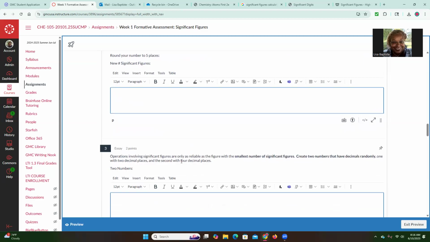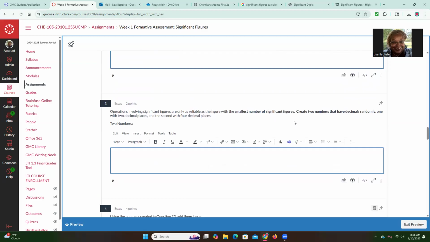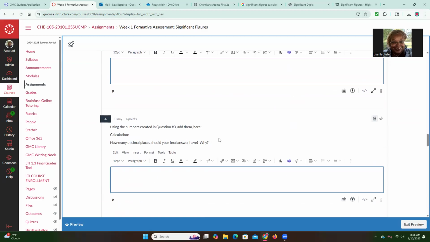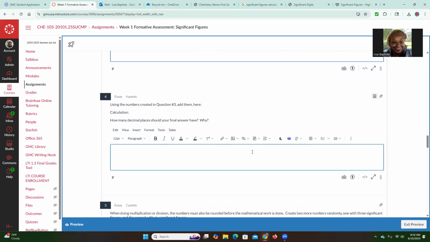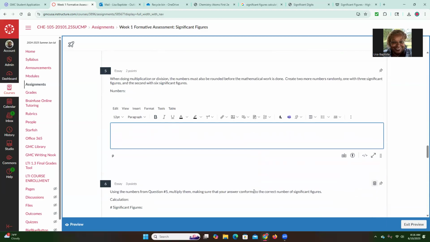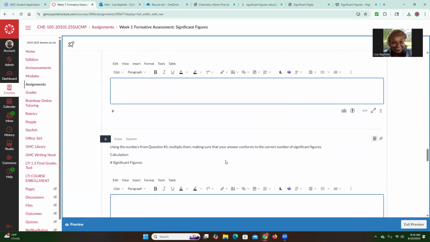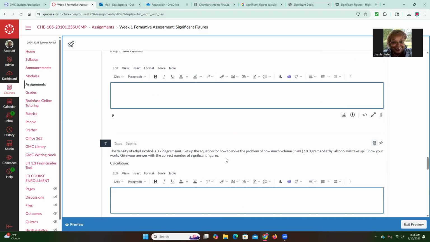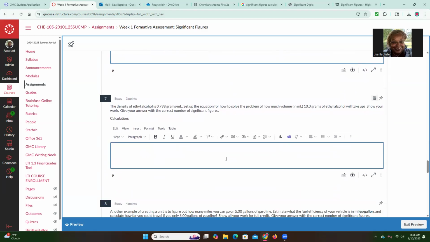And then two, we're practicing rounding numbers so that you can get the hang of rounding. And then for three, we're creating numbers with decimal places. You're going to take those numbers and add them and see how many decimal places we're rounding to based on the rules for adding and subtracting. And then for number five, you're creating numbers that you're going to multiply and divide in number six. Okay. So then when we get to seven, we're actually doing some calculations with given numbers.